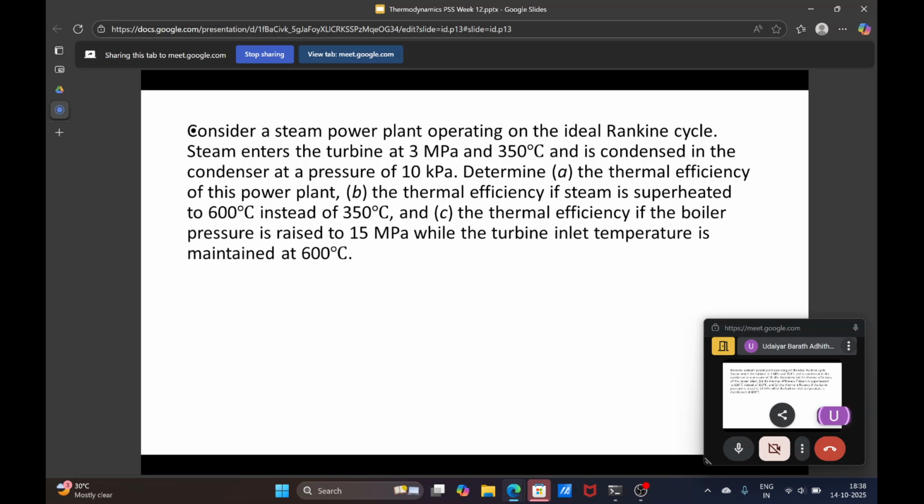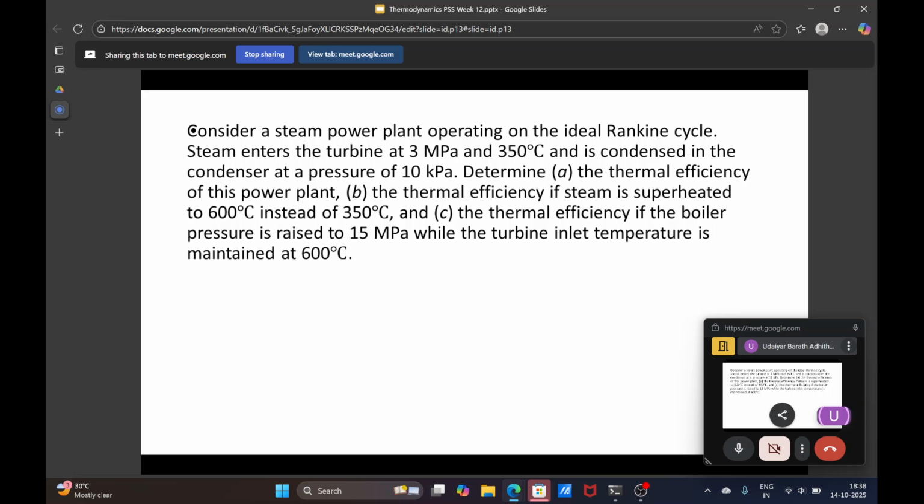So what essentially is being asked, indirectly, is to find out how the cycle changes, or how the efficiency of the cycle varies, when you are superheating it to a higher temperature. So what will happen if you are superheating the steam which is entering the turbine to a higher temperature? That's part B of the question.